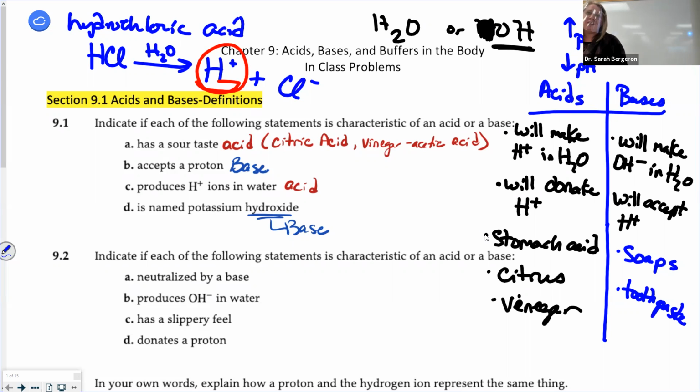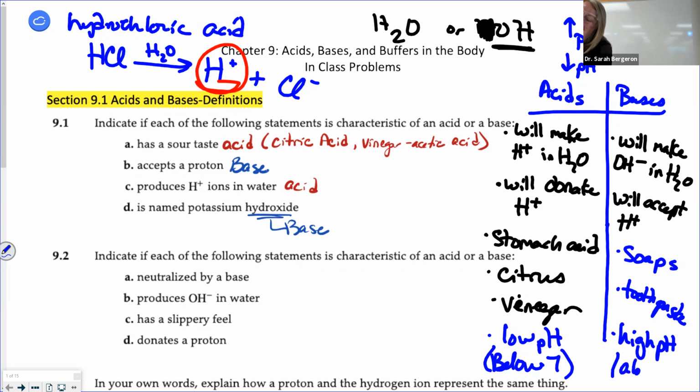So if you have an acid, look at your best friend. What's the pH of an acid? Above 7 or below 7? Below. Acid has a low pH, so it's below 7. That's that less than sign. So how about a base? High pH, and it's above 7.